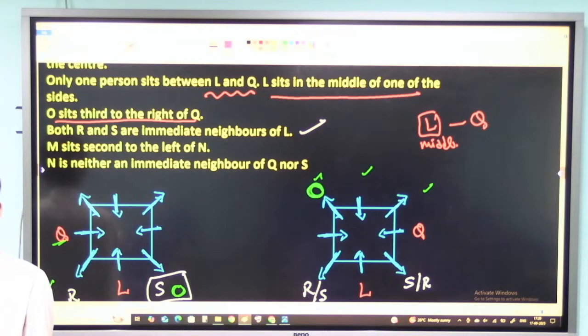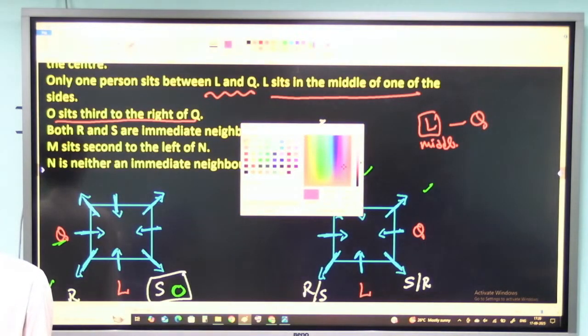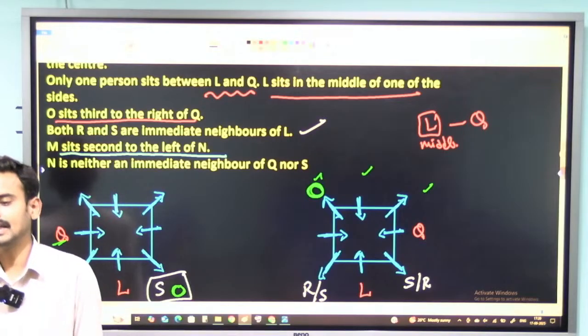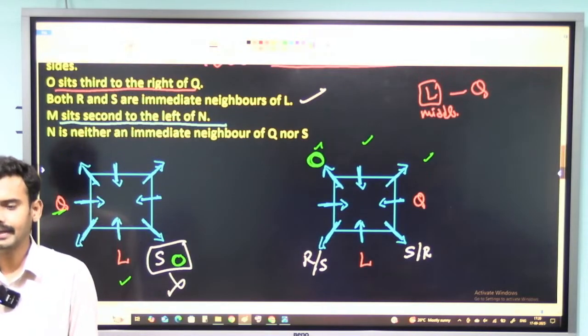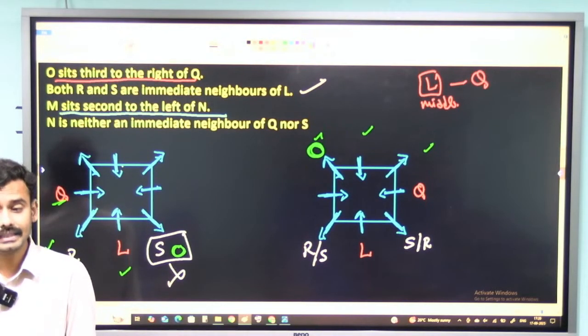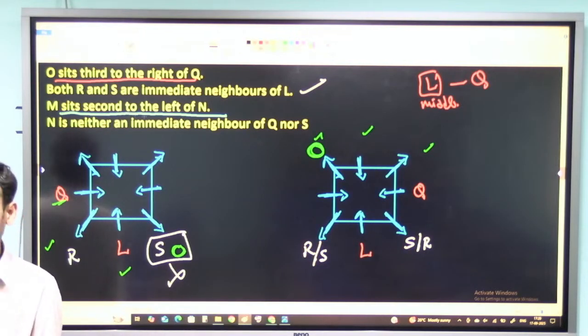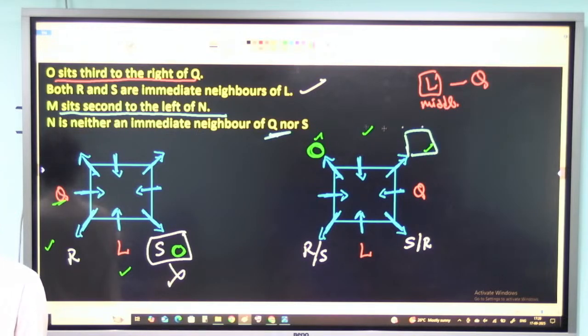Then coming to the next hint. M sits second to the left of N. M is sitting second to the left of N. And N is neither an immediate neighbor of Q nor an immediate neighbor of S. So as N is not the immediate neighbor of Q, I can't take N here. So the possible places for N are either this one or this one.